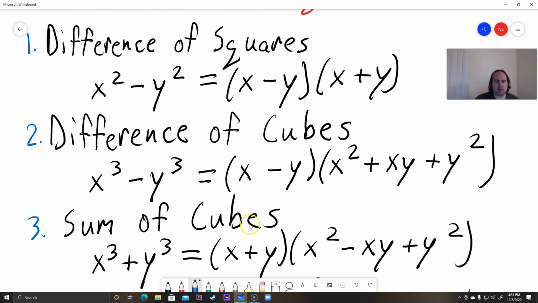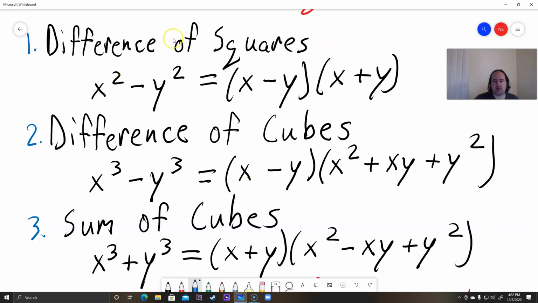Now the other 2 formulas, instead of being squares, remember squares are the second power, the other ones are cubes. So cubes are actually the third power. So you got the difference of cubes, which is x cubed minus y cubed. That factors as x minus y times x squared plus xy plus y squared. And then you got the sum of cubes, x cubed plus y cubed. That one factors as x plus y times x squared minus xy plus y squared.